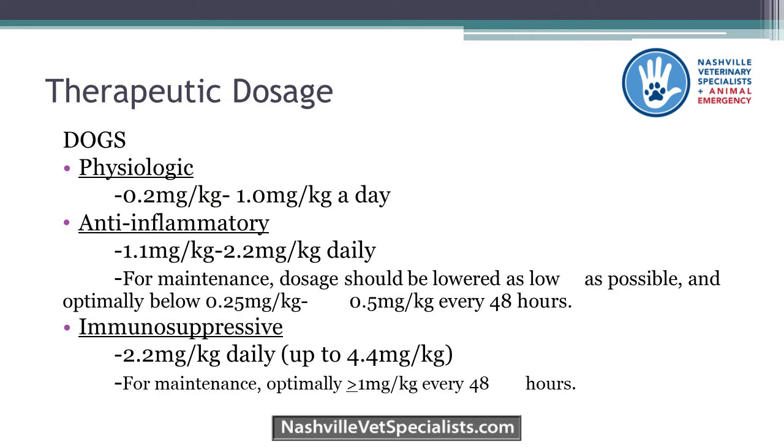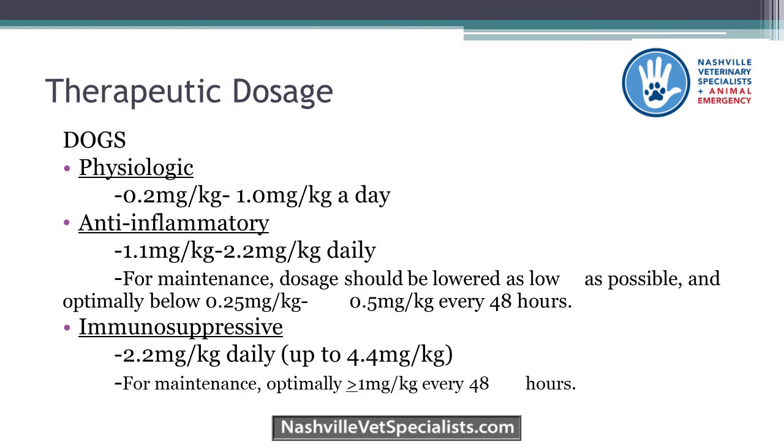For dogs, our physiologic dose, which should approximate the daily cortisol that's produced by normal individuals, this is high to me. This is what the textbooks say. So 0.2 to 1.0. Linda Frank, for those of you who went to UT, would say 0.25 mg per kg per day is a physiologic dose. Anti-inflammatory doses, 1.1 to 2.2 for our dogs.